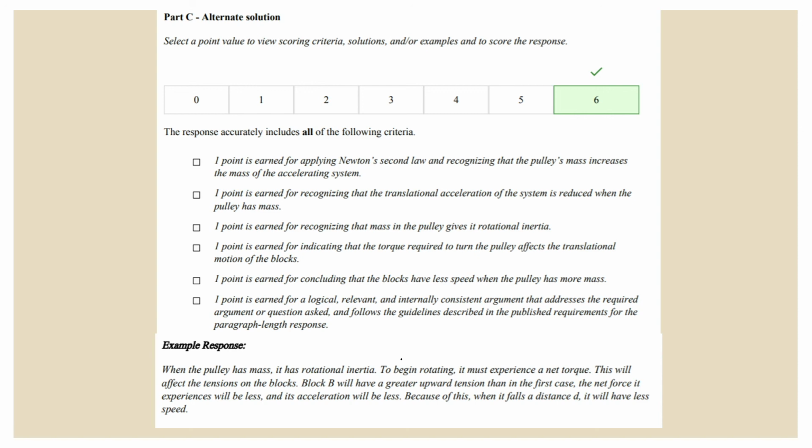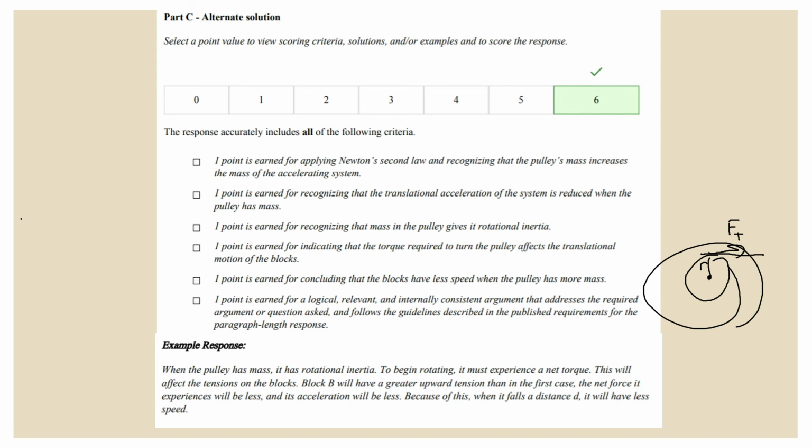So they said here, when the pulley has mass, it has rotational inertia. To begin rotating, it must experience a net torque. That, of course, is the torque really produced by the contact between the string and the pulley, because it's going to turn it. That force, which really is the tension, acting at some distance away from the pivot point, causes the thing to turn. It says here, this will affect the tensions on the blocks. Block B will have a greater upward tension than in the first case. The net force it experiences will be less, and its acceleration will be less. Because of this, when it falls a distance d, it will have less speed.